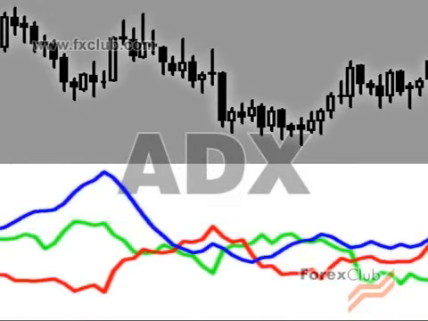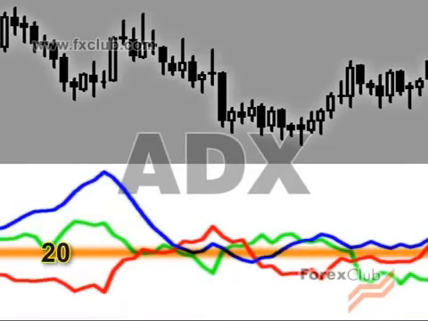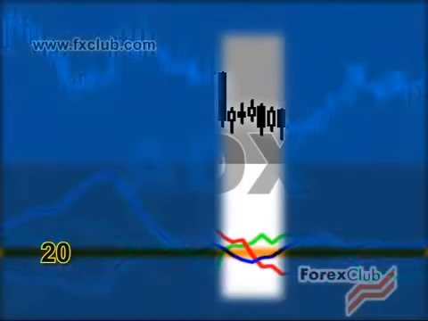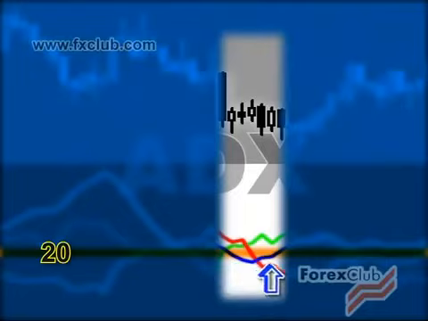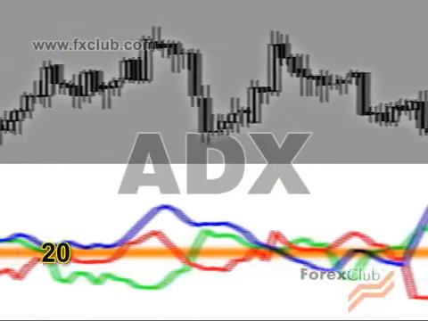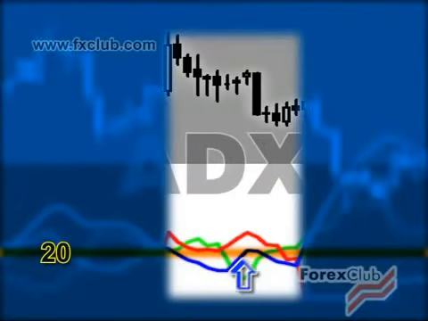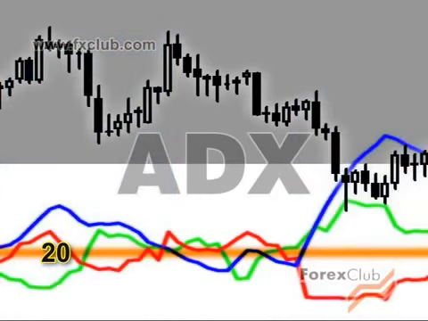ADX also identifies weak trends and trading ranges. ADX signals these by falling below 20 and gives an even more reliable signal if it falls below plus DI and minus DI. Directional movement system works well on daily and weekly charts, that is where one candlestick represents a day or a week, but it works very badly on hourly charts.